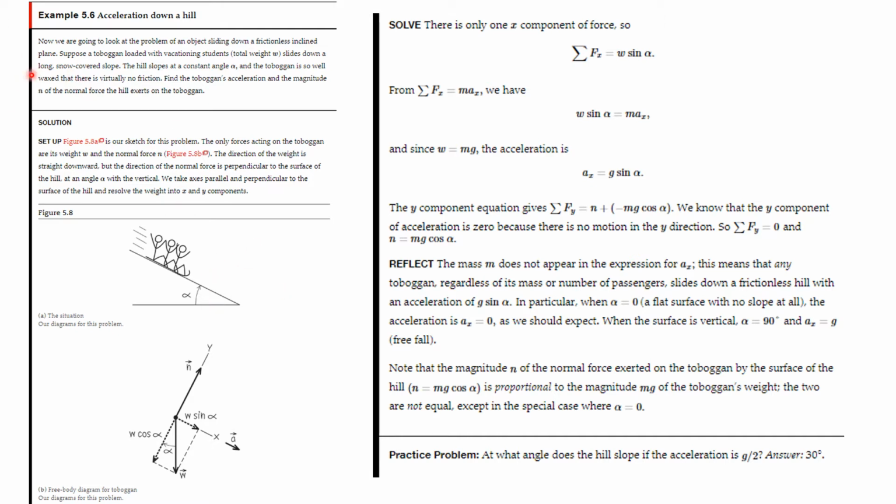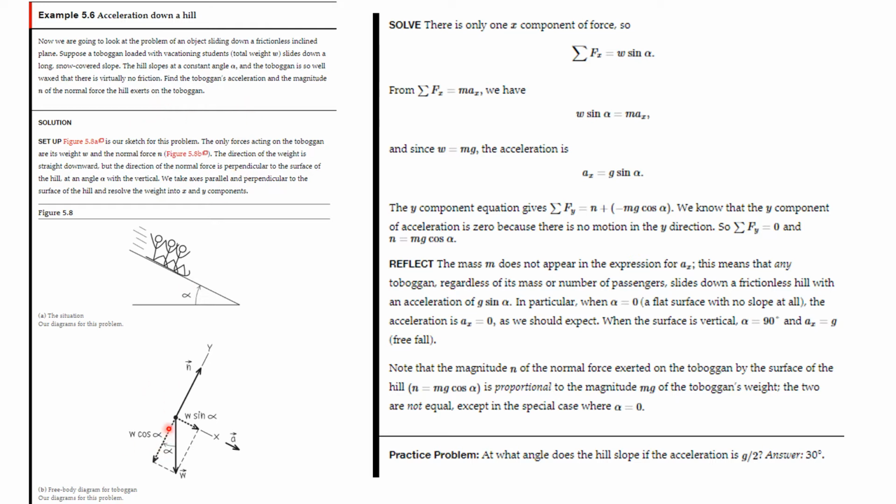So we're looking at the problem where an object is sliding down a frictionless inclined plane. We're assuming there's no friction. There's a toboggan loaded with some students. Their total weight is W, and it slides down a long snow-covered slope. It slopes at a constant angle, alpha, and it's so well waxed that there's virtually no friction. So find the acceleration and the magnitude of the normal force that the hill exerts on the toboggan.